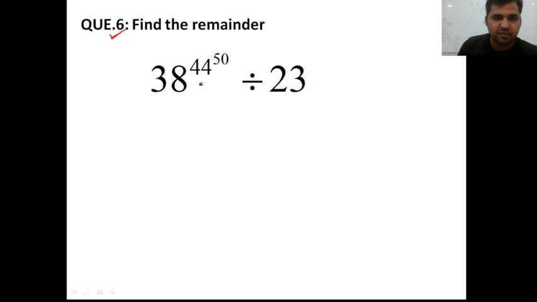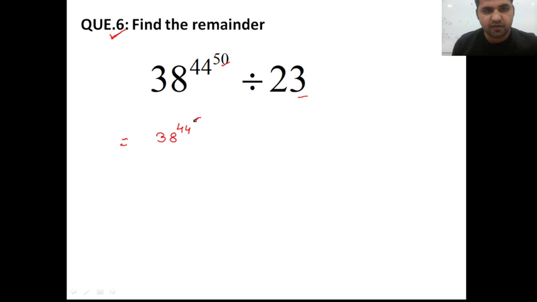If 38 power 44 power 50 is divided by 23, in that case, what will be the remainder? How would you solve this question? Can you answer this question? 38 power 44 power 50 when divided by 23, what will be the remainder? So this is the next level that we are supposed to do in today's class. Let me explain the concept here: how you can use the Euler remainder theorem in this case also.